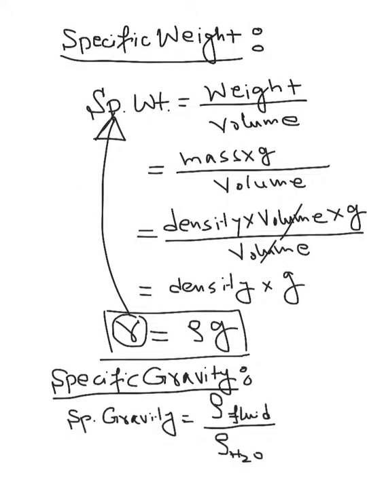Another important definition that we will be utilizing is called the specific gravity. Specific gravity is nothing but the density of a particular fluid divided by the density of water. So in this way you calculate the specific gravity, and it is a ratio.